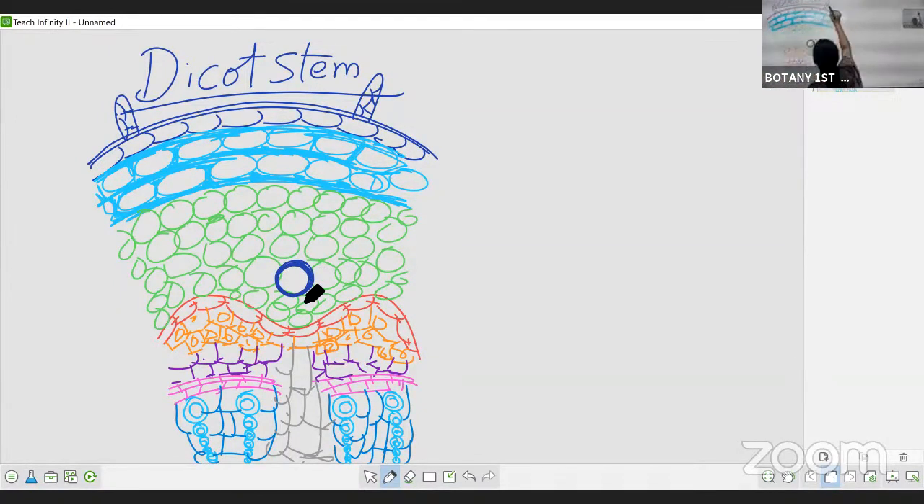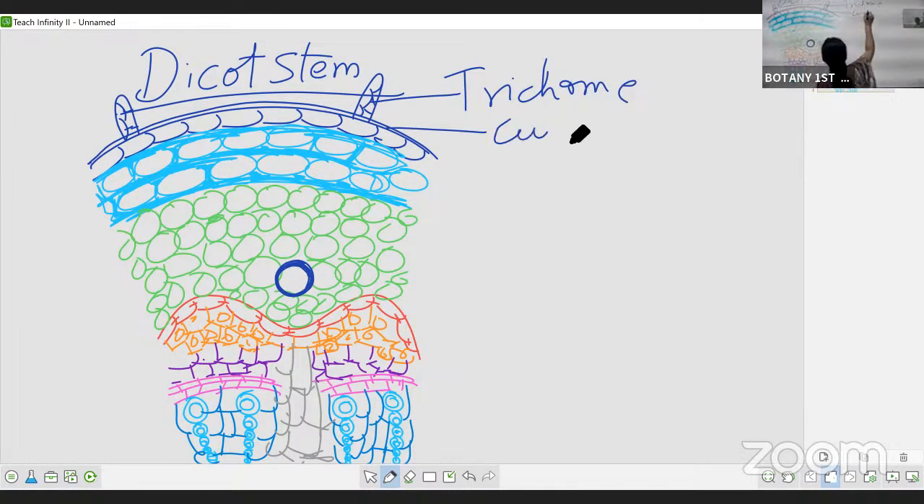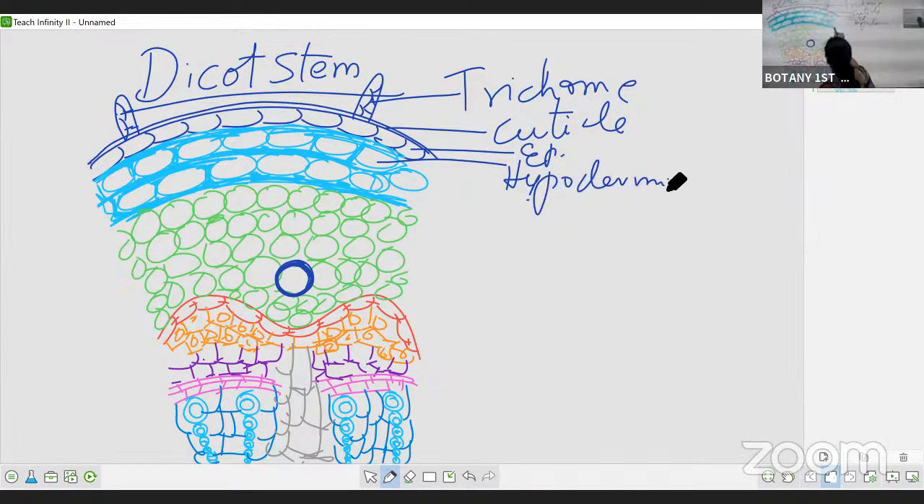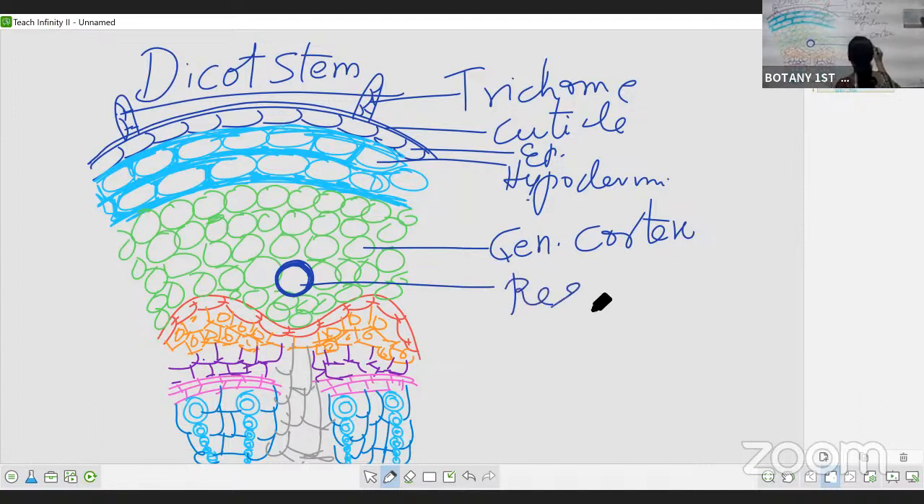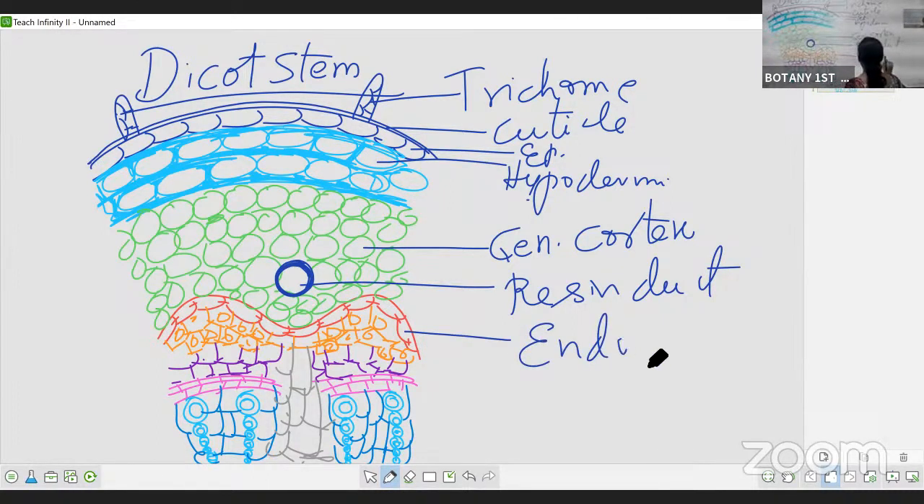Okay, so these are the ones. So this is the trichome, cuticle, epidermis, hypodermis, and general cortex, and this is the resin duct, and the endodermis, and this is the pericycle.